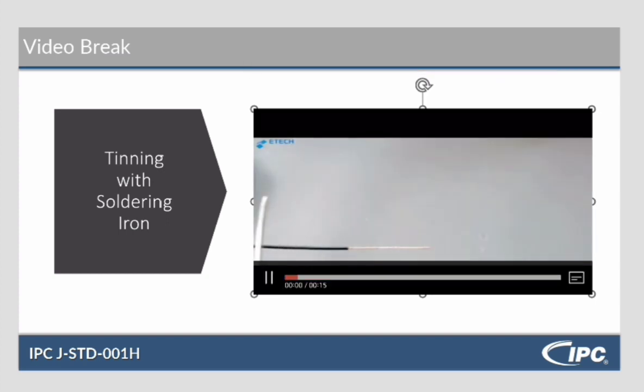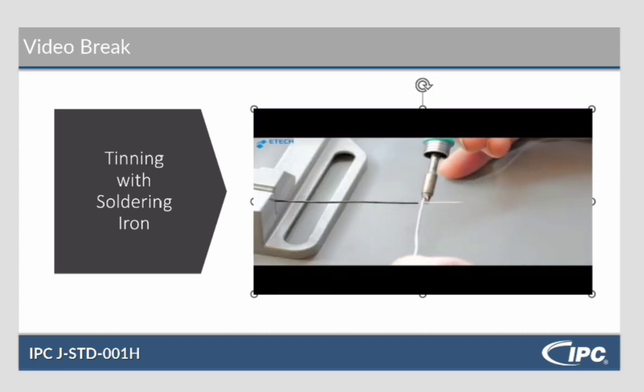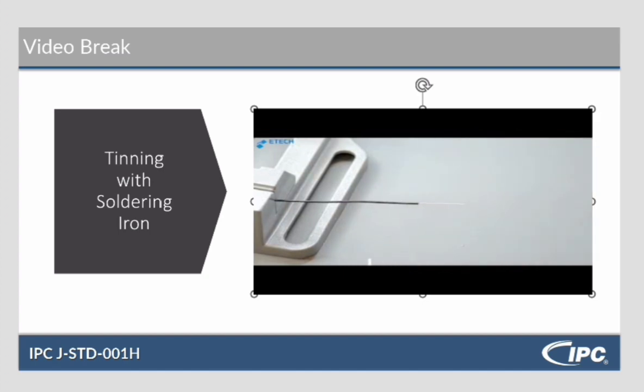And we're going to watch that again. So drop a solder on the iron. Solder on top, iron on bottom, and just drag it along. One smooth motion. Don't stop. Just one smooth motion. And it'll wet and it'll tin your wire.